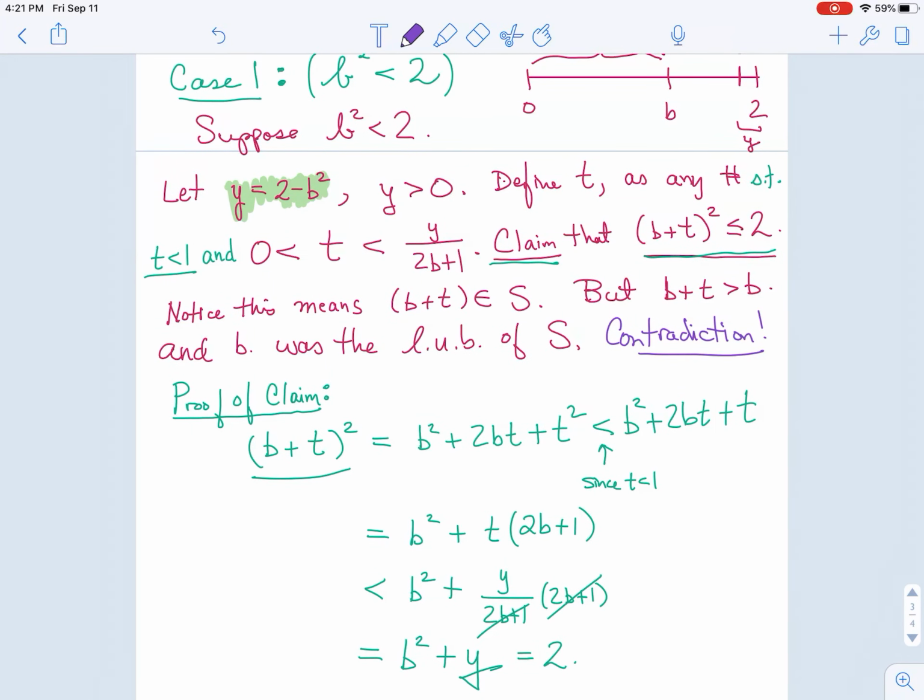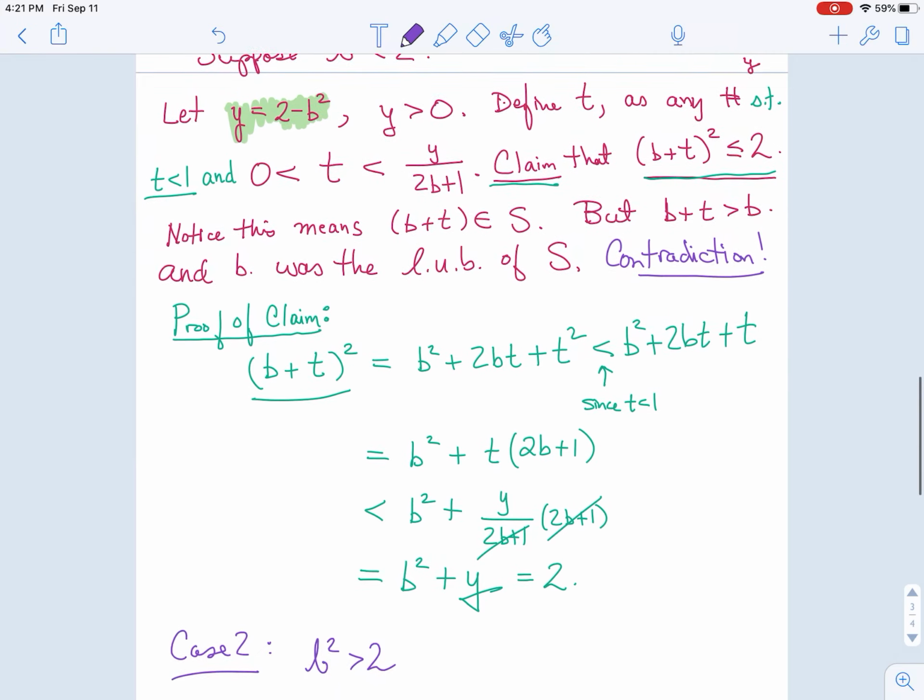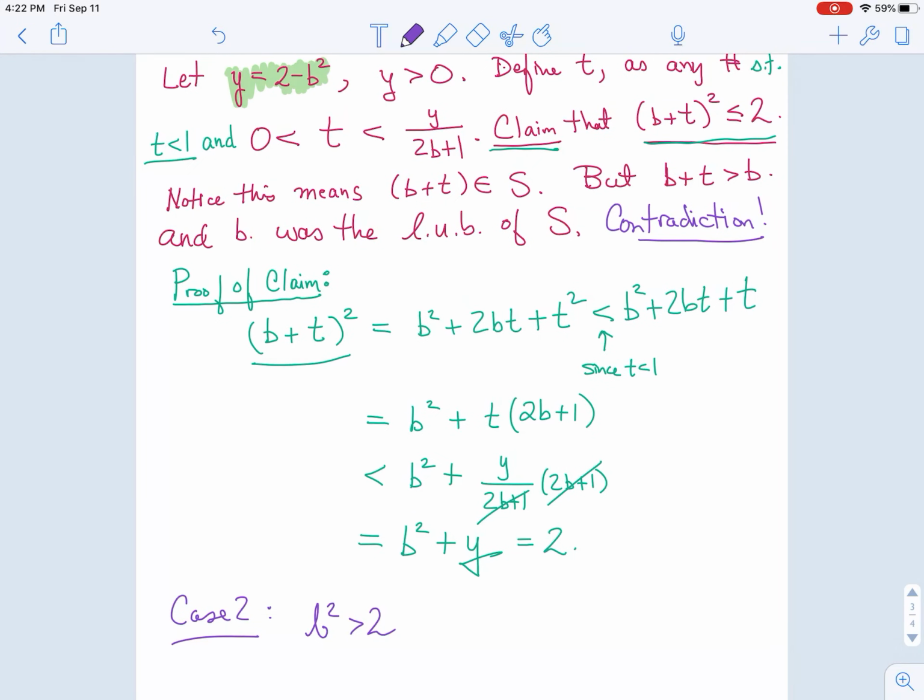So if you think about what we did in the first part, all we used was that b was an upper bound. And we found a number in the set bigger than it, which violated that. And in this other part, the proof might be a little bit different. And so I'm going to leave that one for you.